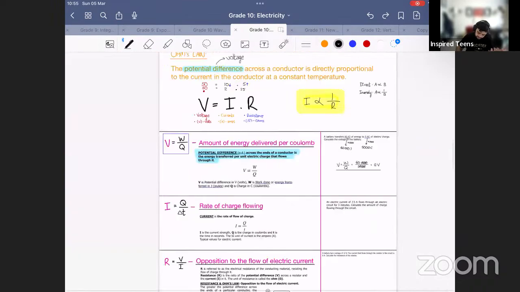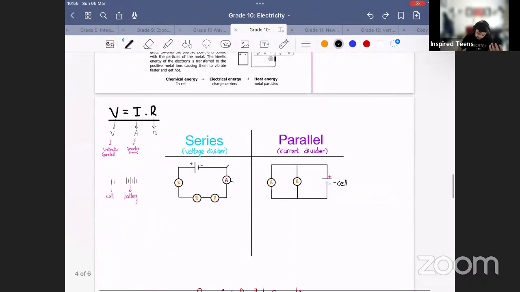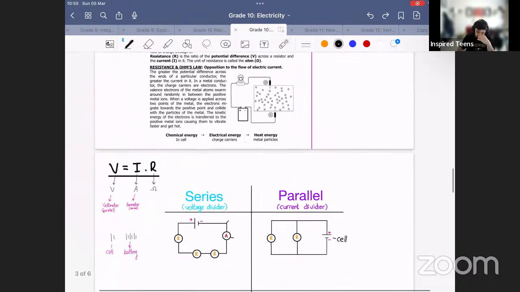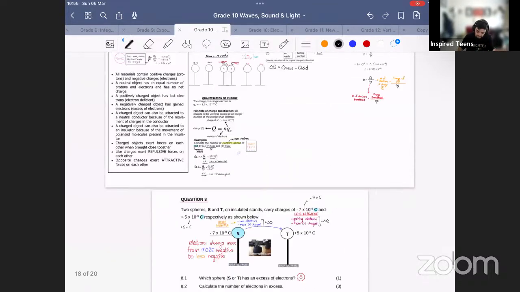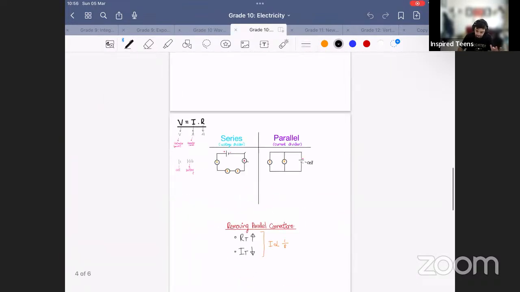Let's call it there. Next time we will continue with current, resistance, Ohm's law, and series and parallel. Please don't forget to do this question. The notes will be uploaded as soon as all of these lessons are done.